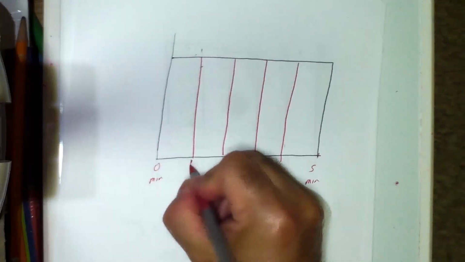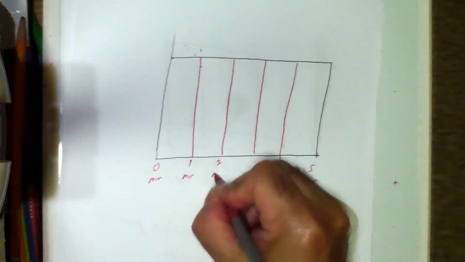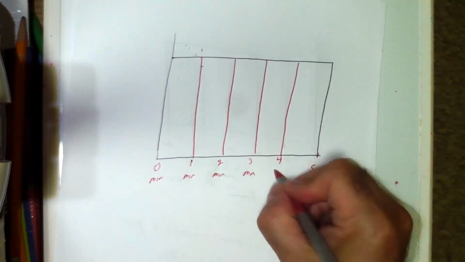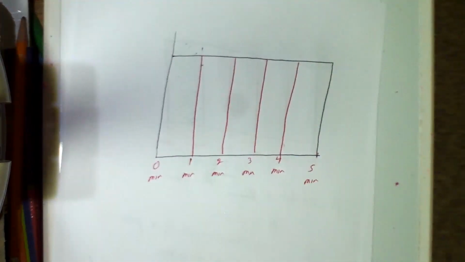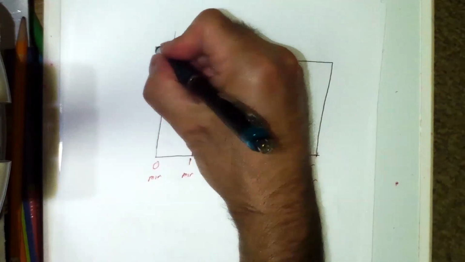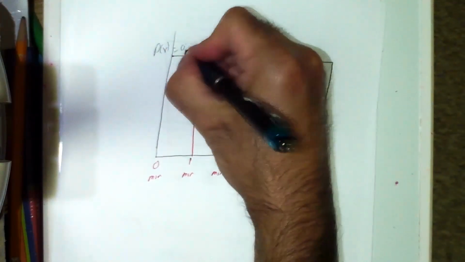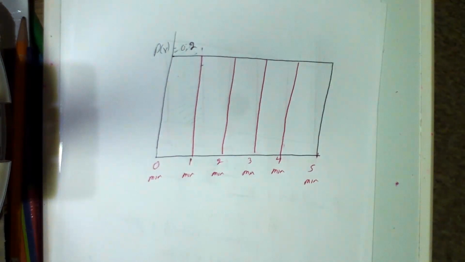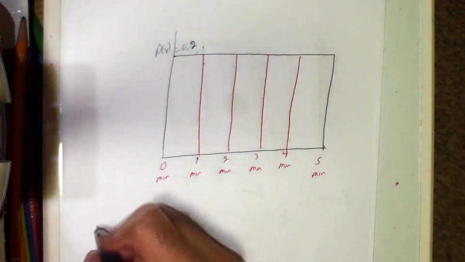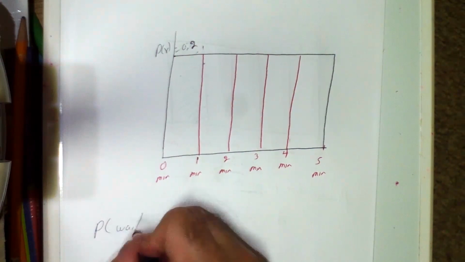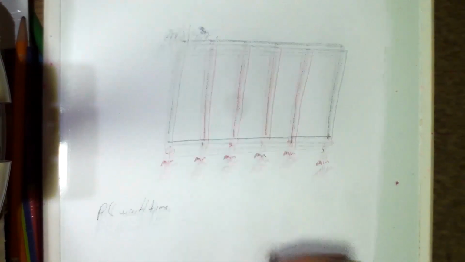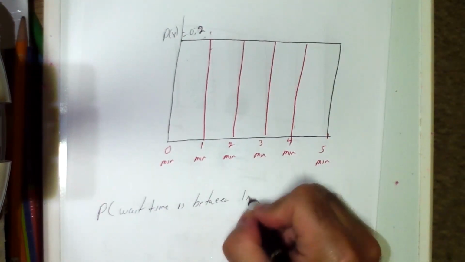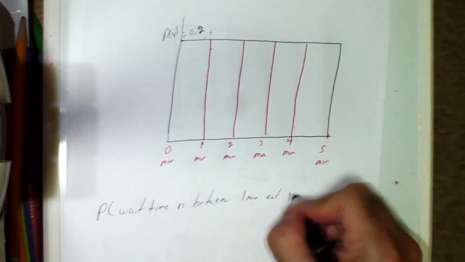Keep going over: 1 minute, 2 minutes, 3 minutes, 4 minutes. Okay. Oh, I've got to label my P of X. P of X equals 0.2, like that. And I'm asked to find the probability that the wait time is between 1 minute and 4 minutes.